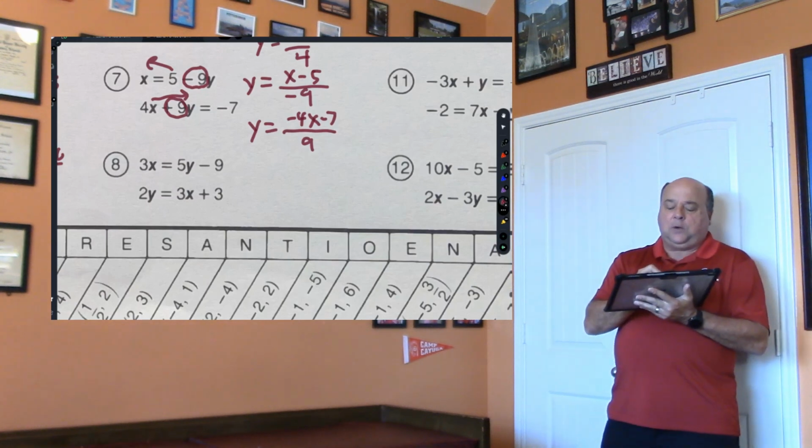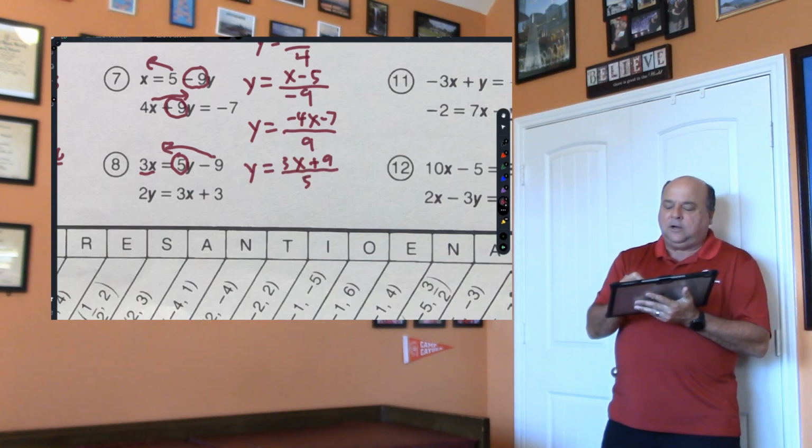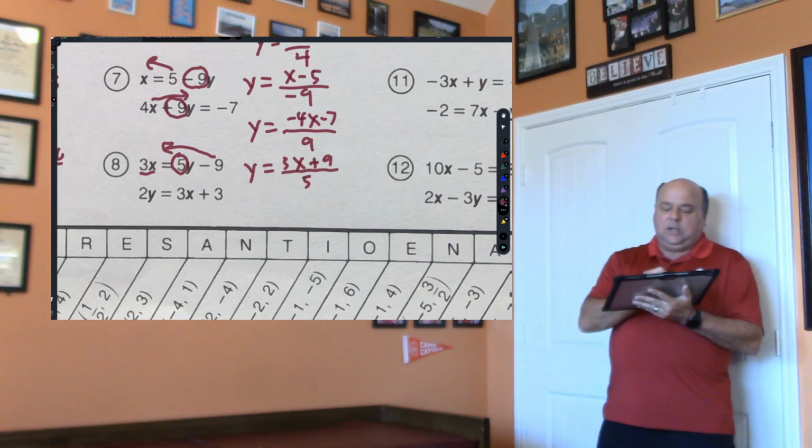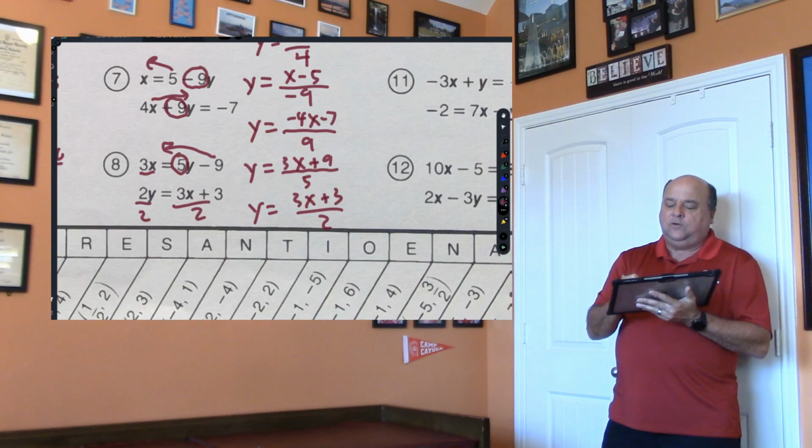Continuing on, this is another problem. The 9's going to flip, the 5's going to go on the bottom. So y equals the 3x won't change. The opposite of minus 9 is plus 9 all over the y goes on the bottom. Continuing on this one right here, you just got to divide by 2. So y equals 3x plus 3 all over 2.